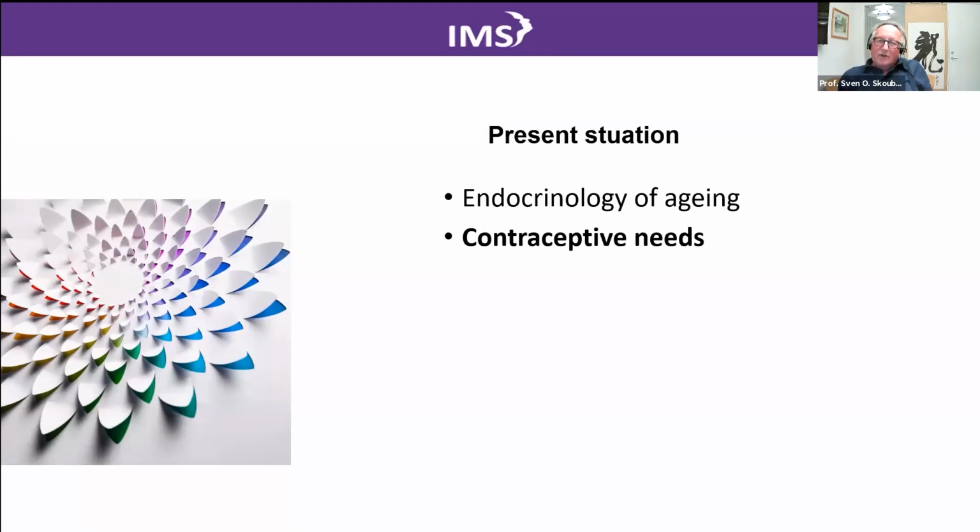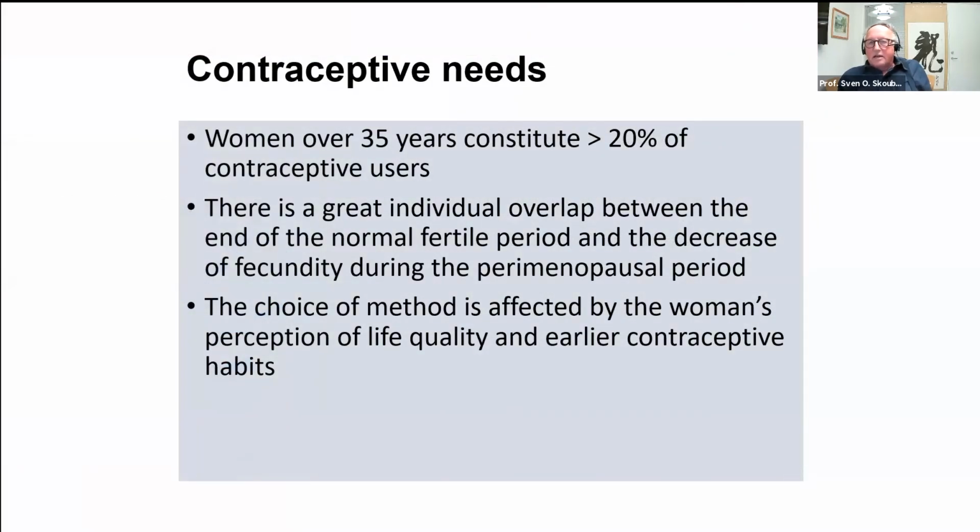So what are we looking at when we consider the endocrinology of aging and contraceptive needs? We see decreasing fecundity, as mentioned, but still women above 35 years constitute approximately 20% of contraceptive users. So there is a great individual overlap between the end of the normal fertile period and the decrease of fecundity during the perimenopausal period. Therefore, the choice of contraceptive method is affected by the woman's perception of life quality, her earlier contraceptive habits, and her endogenous endocrinological situation.